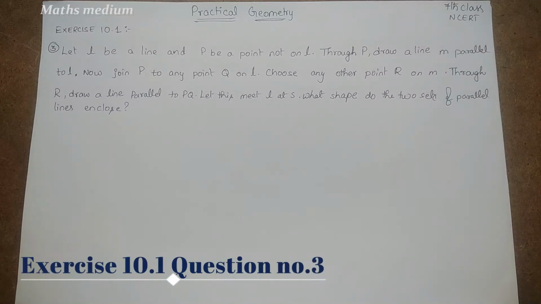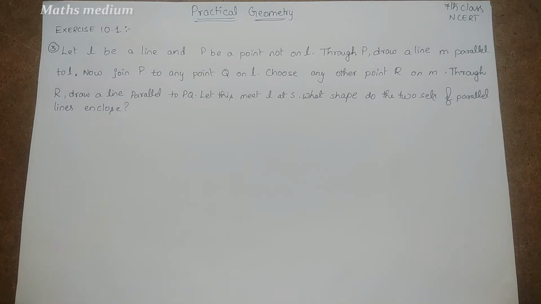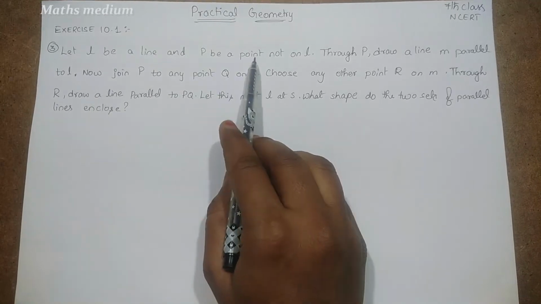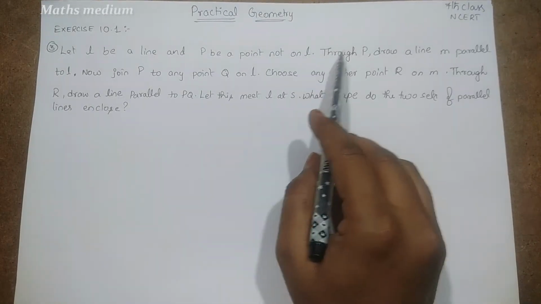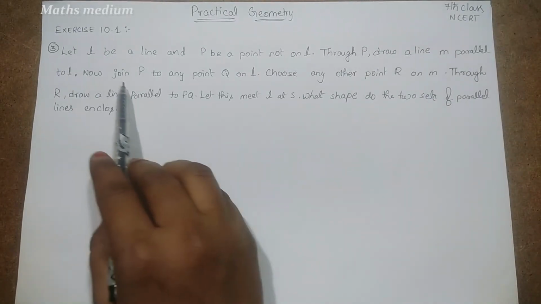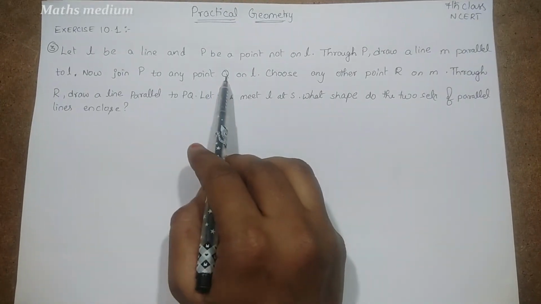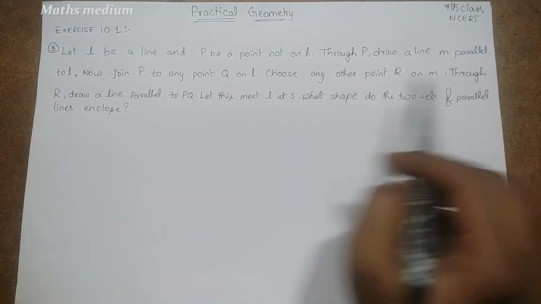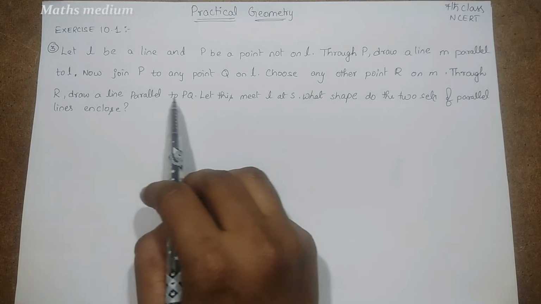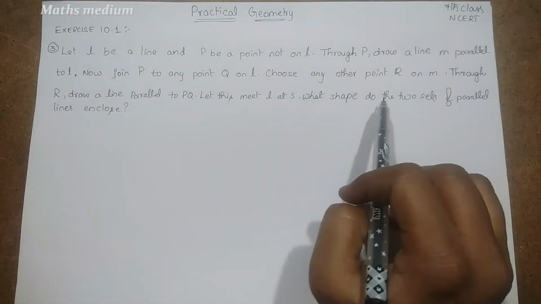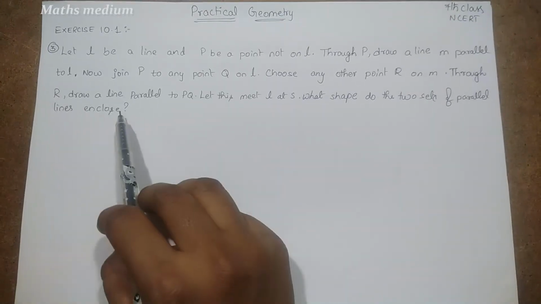Today I came with exercise 10.1 from Practical Geometry, 7th class NCERT. Question number 3. Let L be a line and P be a point not on L. Through P, draw a line M parallel to L. Now join P to any point Q on L. Choose any other point R on M. Through R, draw a line parallel to PQ. Let this meet L at S. What shape do the two sets of parallel lines enclose?